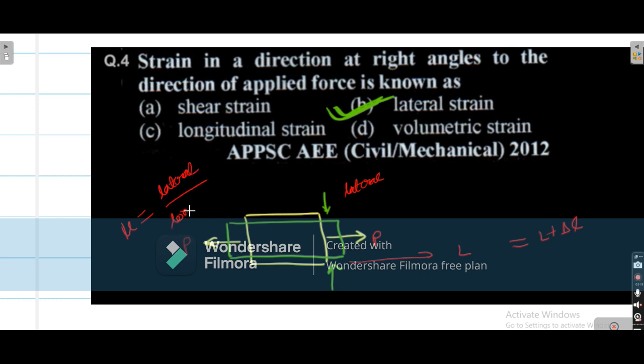Poisson's ratio is lateral strain divided by longitudinal strain. So here, the strain in the direction at right angles to the direction of the applied force, that is the lateral strain, and the strain parallel to the P force is called longitudinal strain. Since the question says right angles, the option will be lateral strain.